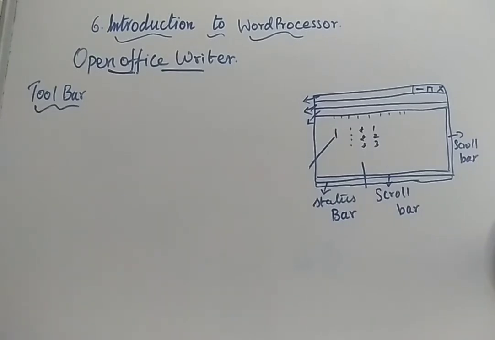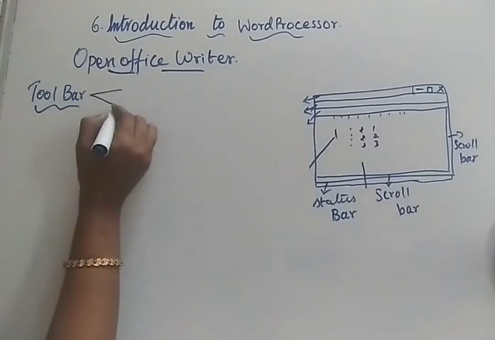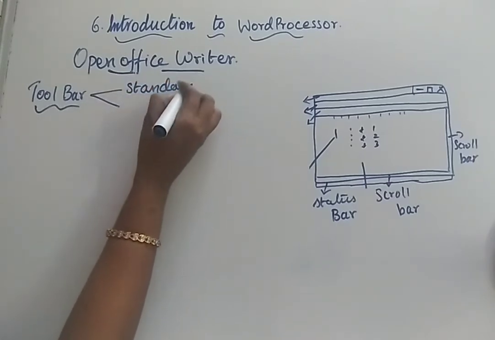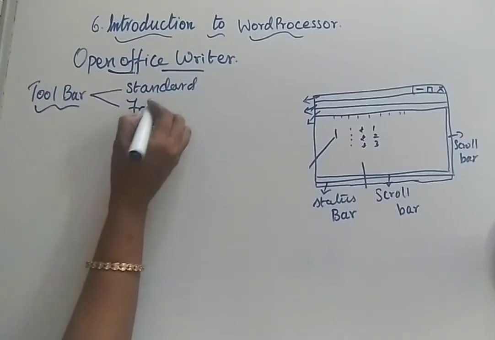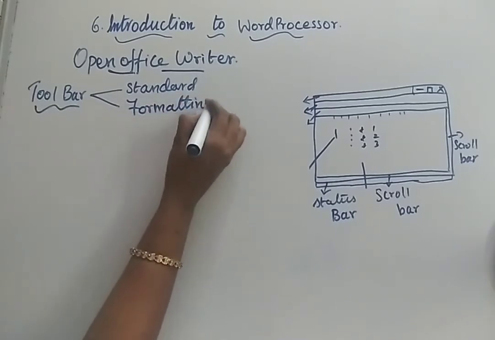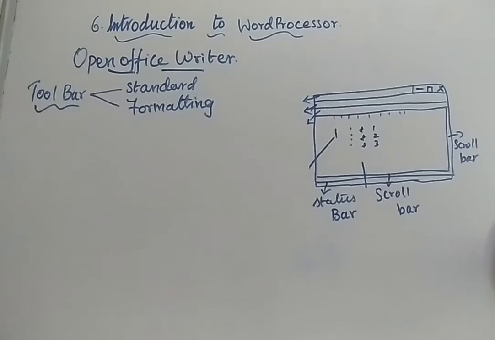Under toolbar, you are having two types of toolbar. The first one is your standard toolbar, and the next one is your formatting toolbar.